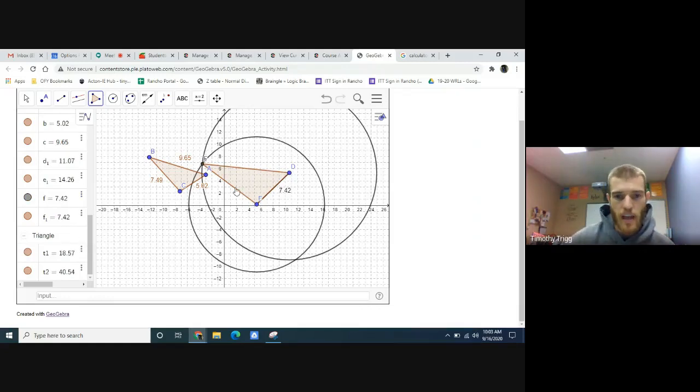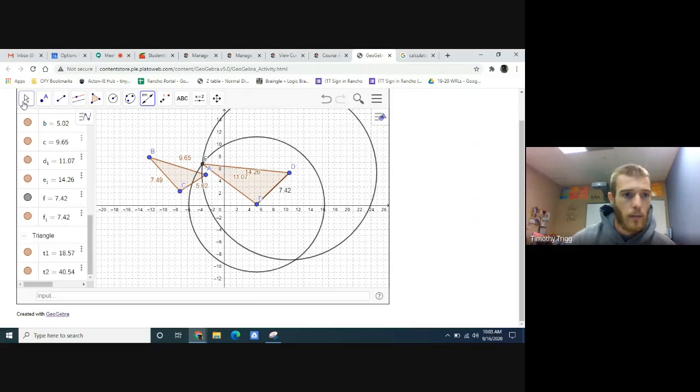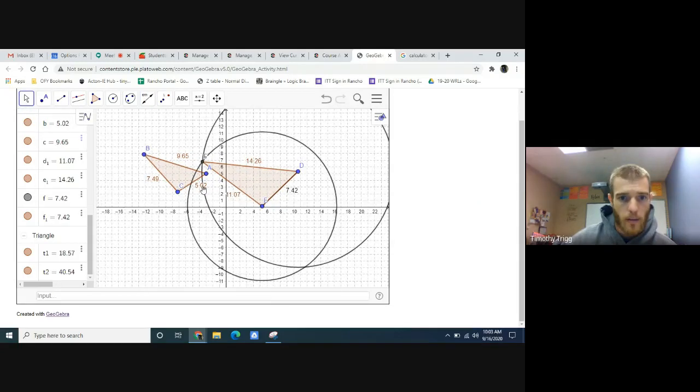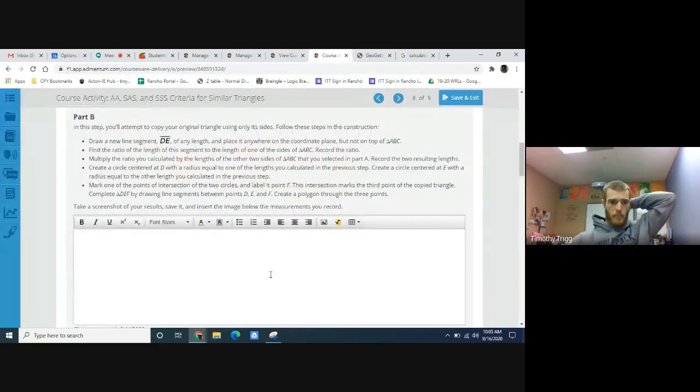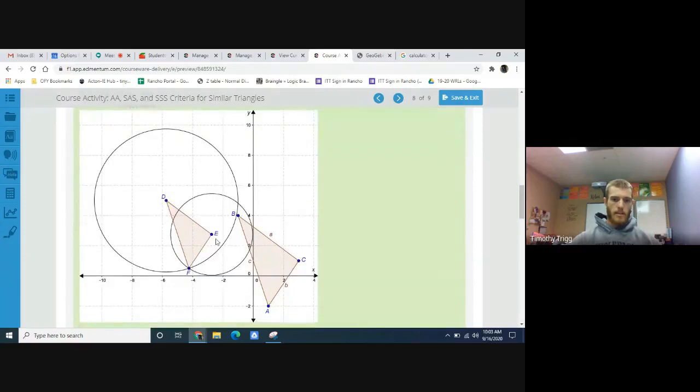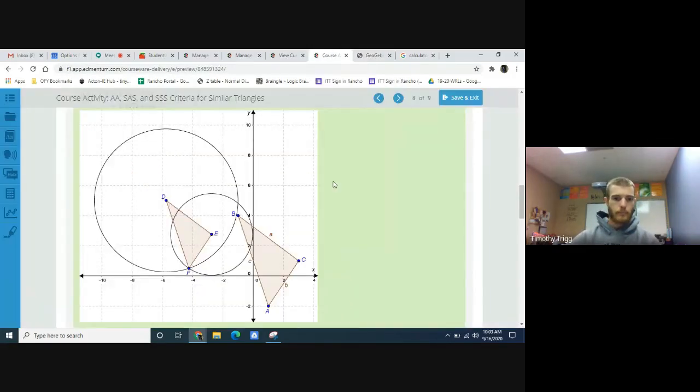All right. I also want to know the side lengths here. So go ahead and click on this tool here, distance and length. Click, click. So that goes to that, that goes to that. Okay, all right, cool. Go ahead and take a screenshot of that and put that right here. Here's the example they have. Here's my example again. Yours will probably look a little bit different. That's okay.